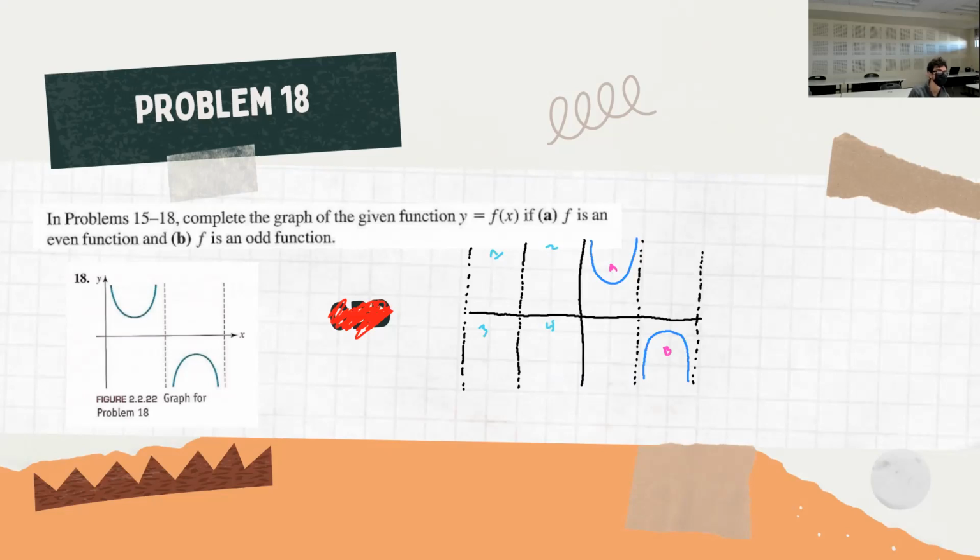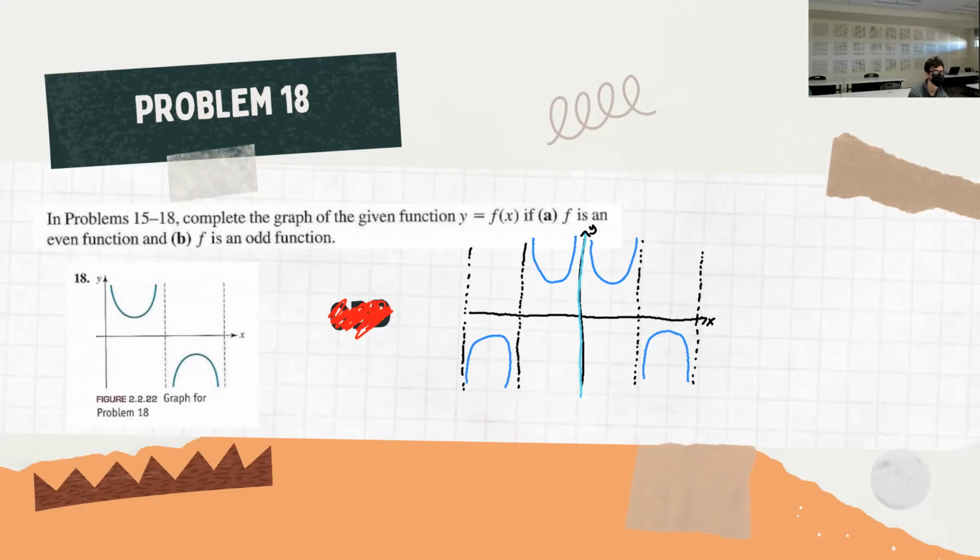Perfect. This is like a game show. If this is going to be even, then we would have to have a reflection along the y-axis, which is this axis here. And that would mean we would have a reflection of section A in 2, section B in 3. Okay? Perfect. That would be the even one.